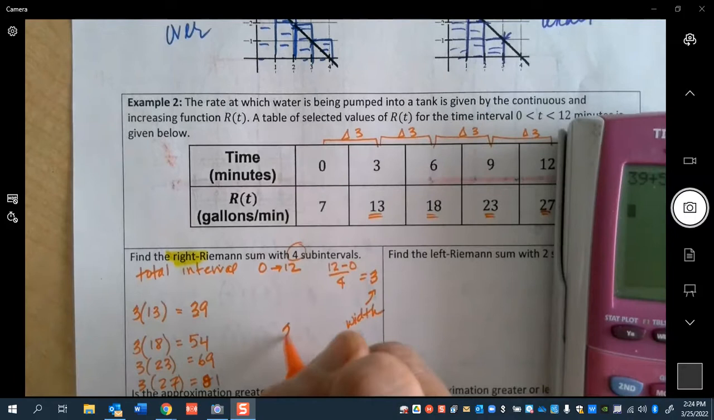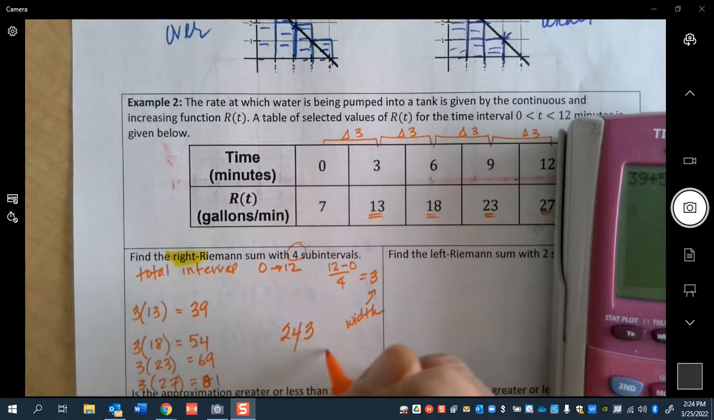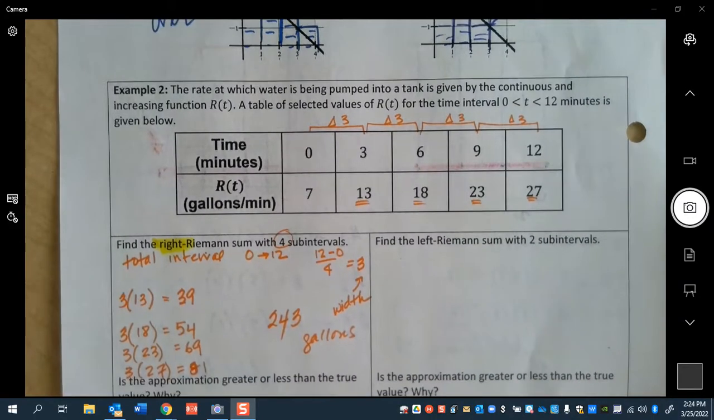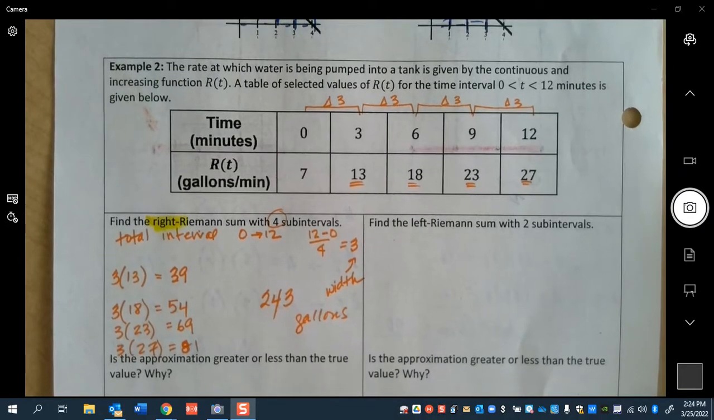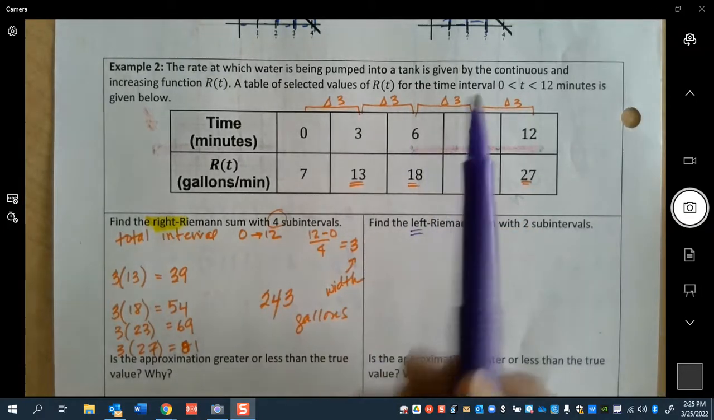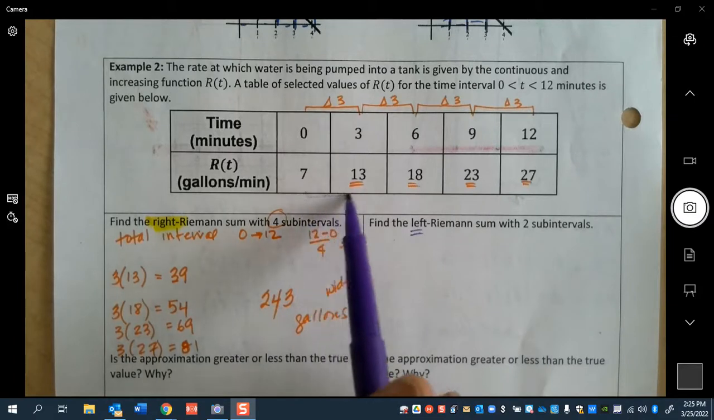So I have 243 gallons when I calculate it with my right-hand sums. So here's the deal. I used my right-hand sums because I was looking at where the rectangle hits the graph on the right. Okay. If we talk about where the graph hits it on the left, notice I still have my same data.